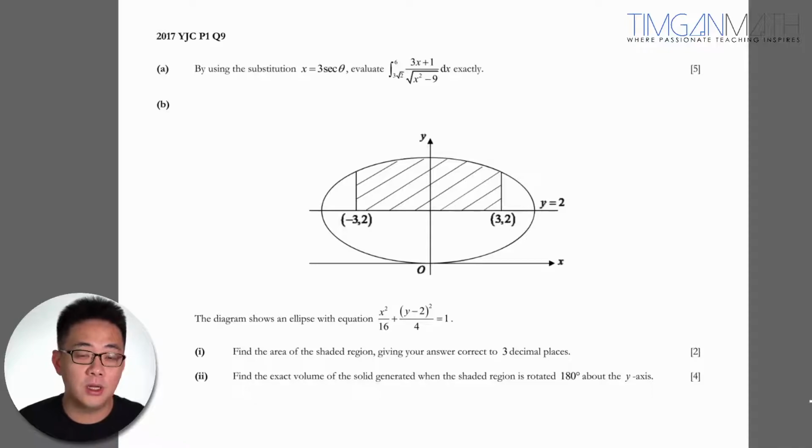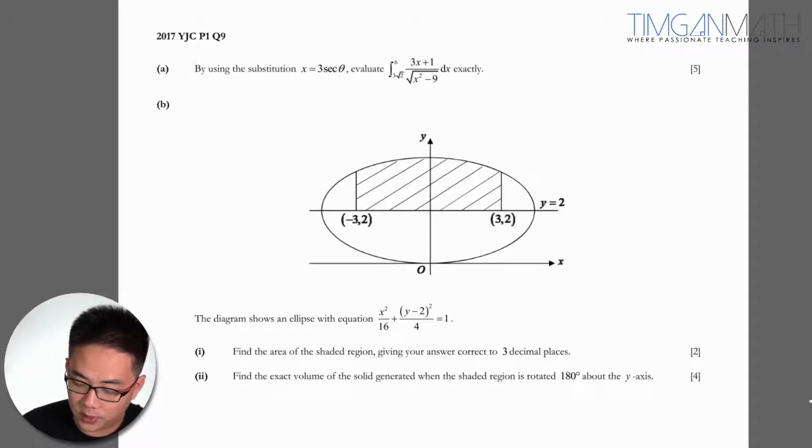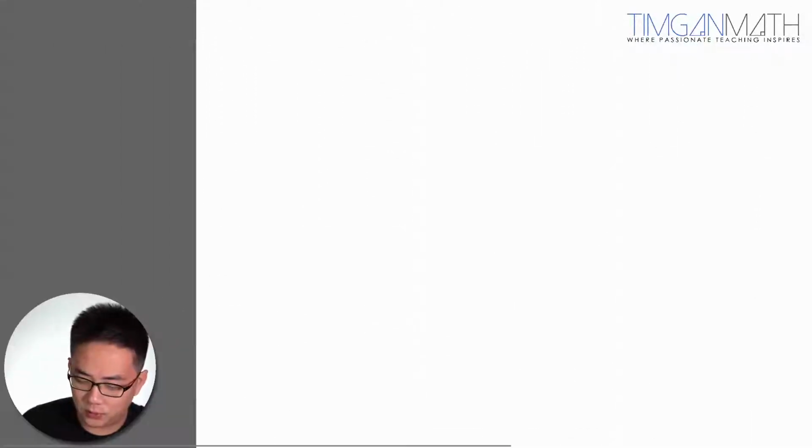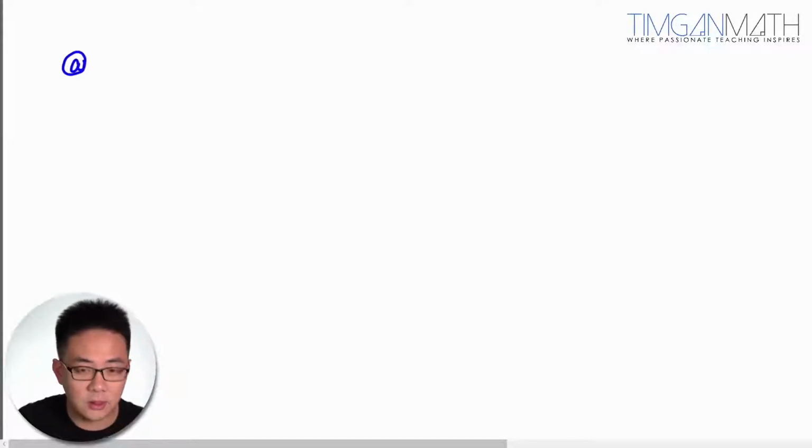This question is from 2017 YJC Paper 1 question 9, and we have two parts. One is on graphing techniques and the other one is techniques of integration. So let's look at the first one. How can we do this properly? I think for the first one, using substitution is a pretty standard question where they will ask you to find this integral. So let me just copy the question down.